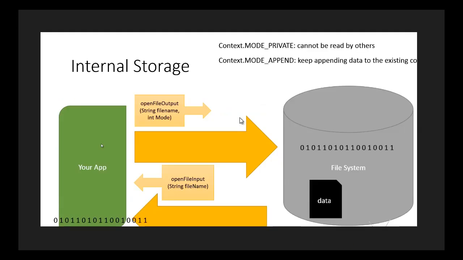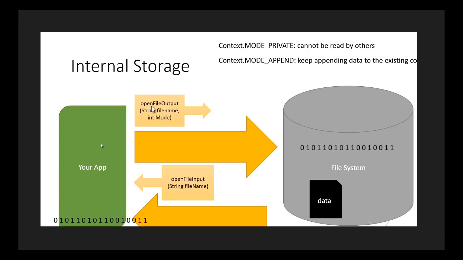So basically, if you want to create a file and store data in that file, you need to call the method openFileOutput. This method allows you to create a file, and you can also set the accessibility of this file by using the mode. It requires two parameters. The first parameter is your file name, and the second is the mode that you give to the file, which determines whether it can be accessible to other apps or not.